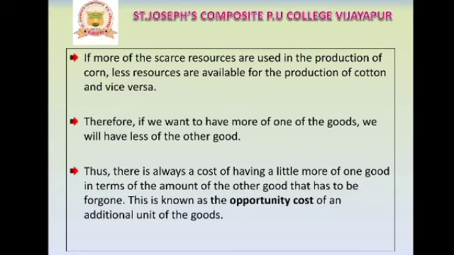Thus, there is always a cost of having a little more of one good in terms of the amount of the other good that has to be foregone. So this is called the opportunity cost of an additional unit of the good. That means opportunity cost is nothing but the next best alternative foregone. If you want more units of a single commodity, then you need to completely forget about the next commodity.